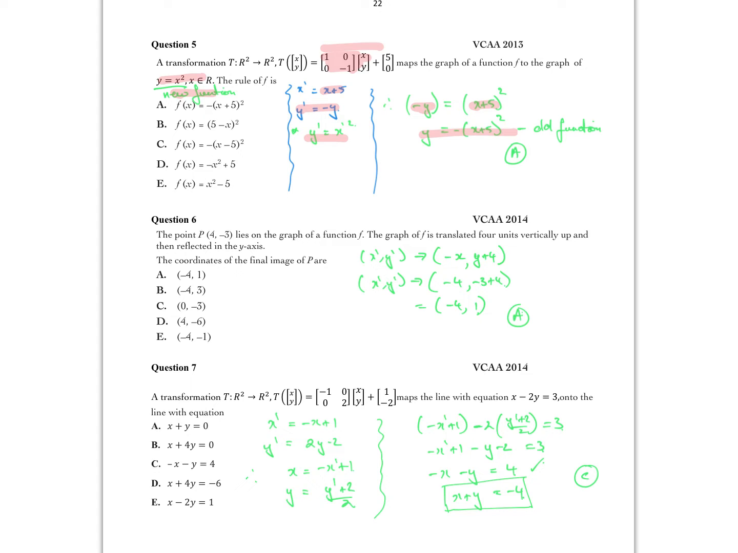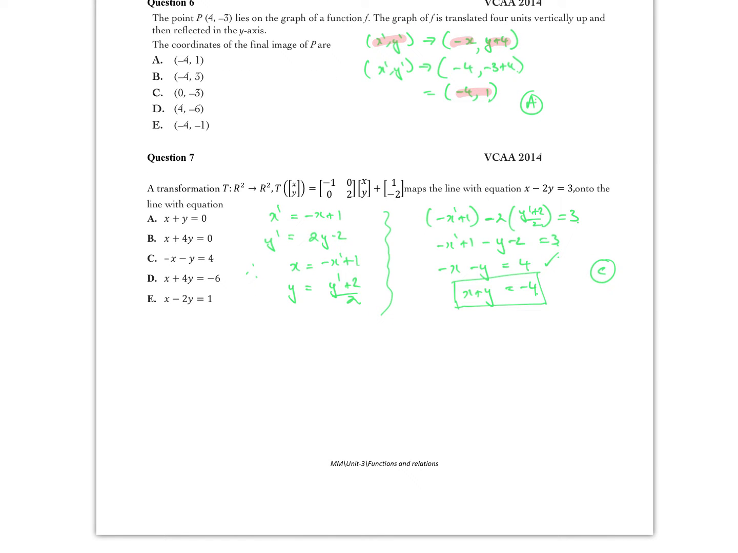Same sort of thing, couple of ways. If we apply the transformations, x dash, y dash, translated 4 units vertically up means y plus 4. Reflected in the y-axis, so it's about the y-axis, so the x-coordinate changes, so it's minus x. And so now if I put my x and y values in, I'll end up with negative 4, positive 1.